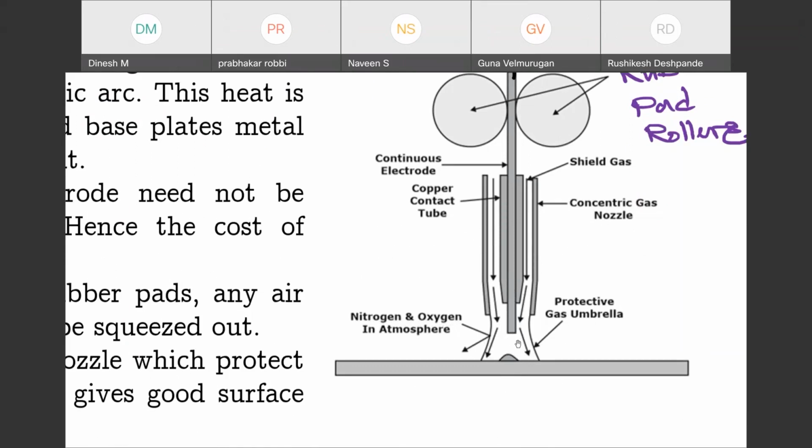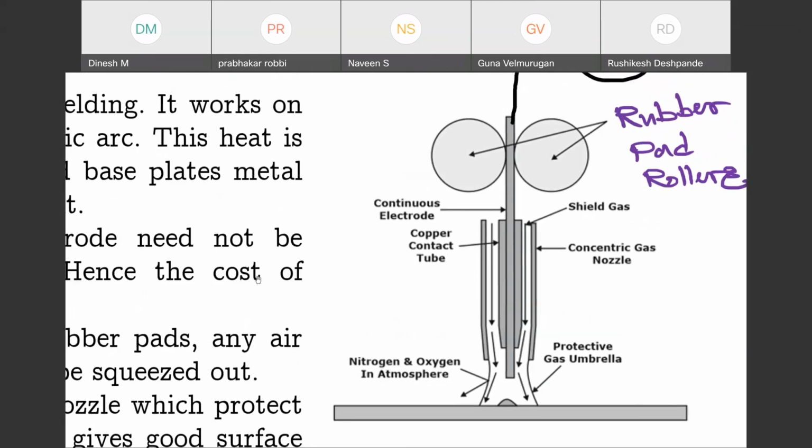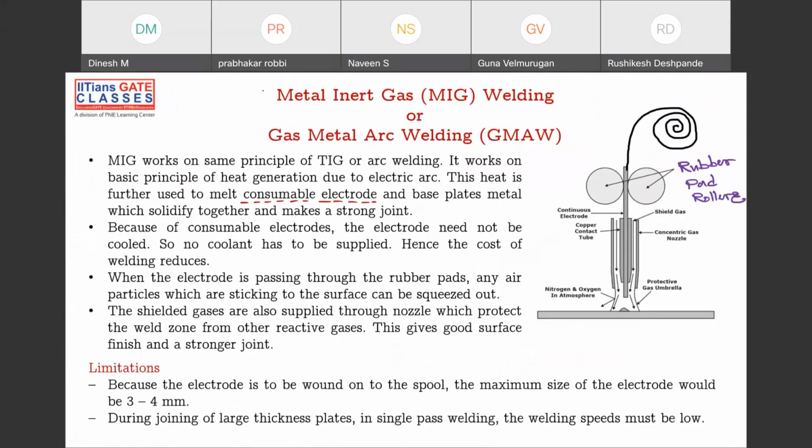And this is continuously coming. Why is it continuously coming? Because it is getting melted, right? Continuously it has to be fed. And that is the reason why it's called gas metal arc welding. That's it. Everything is written here. You can read them. And this is a consumable arc welding.